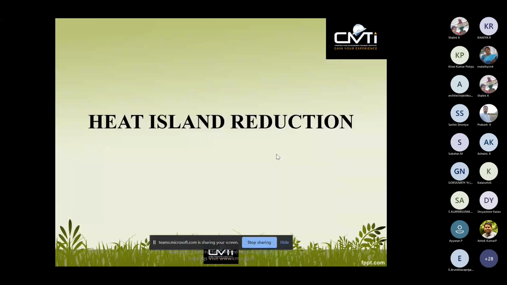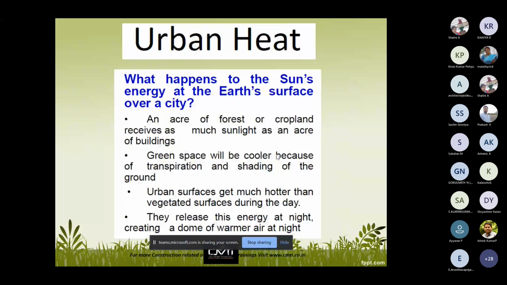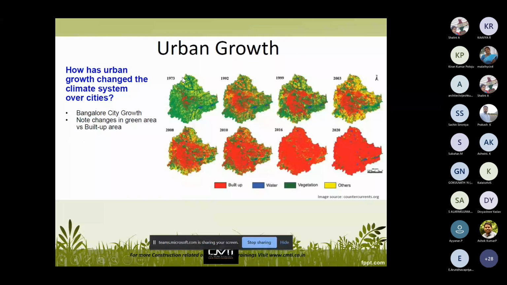So this is the urbanization. You can see how Bangalore was in 1973, and now how Bangalore is in 2020. The built-up area keeps on increasing, and this is applicable for all the cities. Similarly, the green areas are filled up with built-up area. So urbanization is rapidly happening.